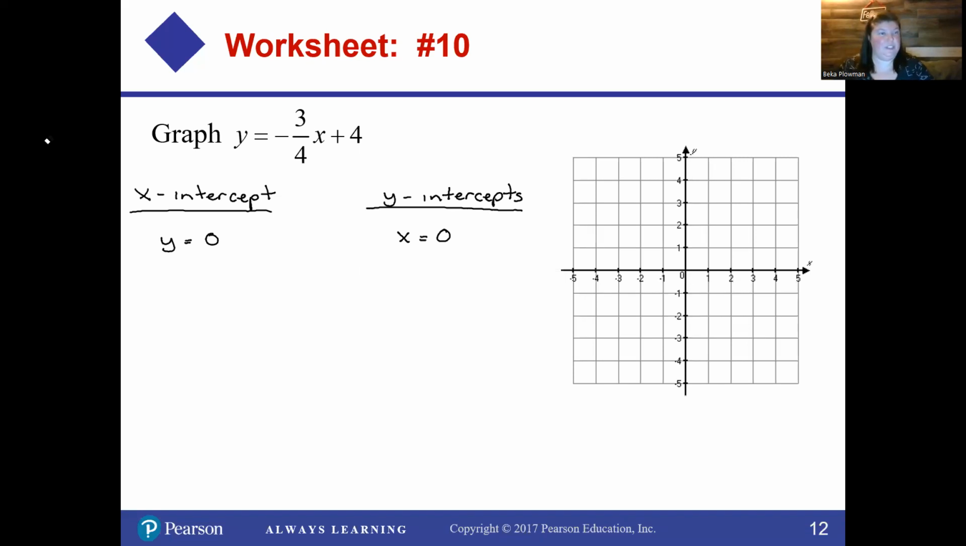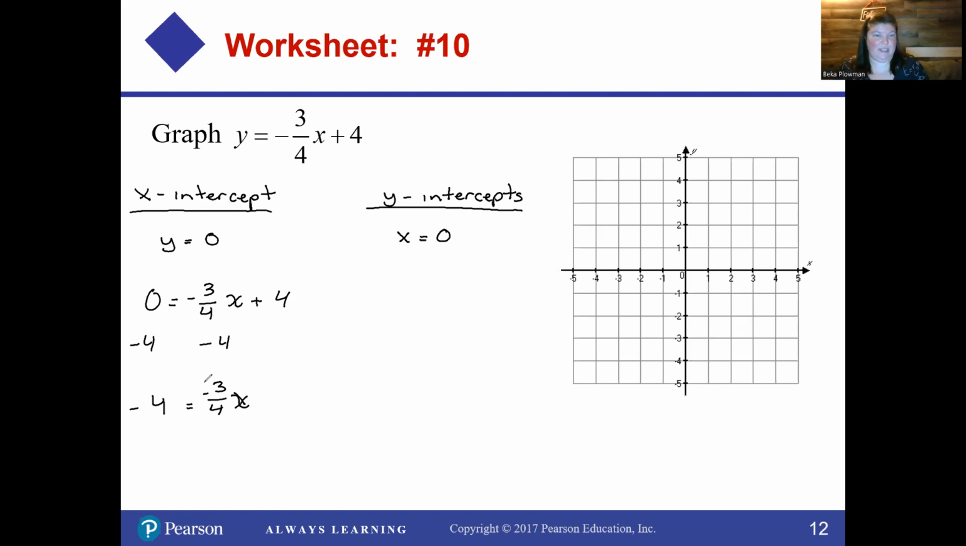Number 10, if you still didn't do it, you can pause and work on it here. But I'm going to start working on it right now. So here, once again, y is 0. We're going to not write as much on here. So we know that y is going to be 0. So I have to subtract 4. So I'm going to get -4 equals -3/4 x.